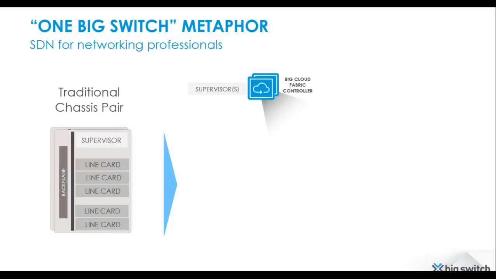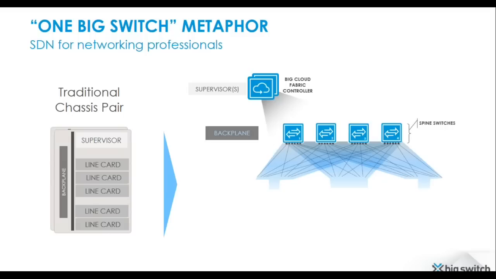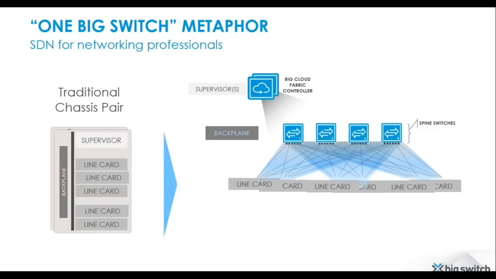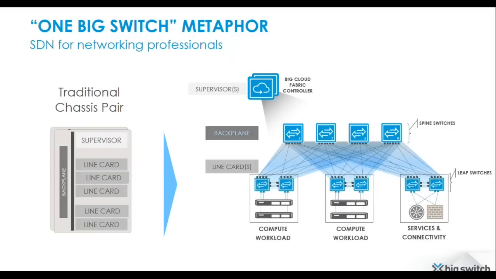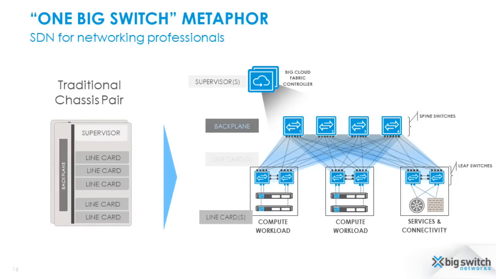This is the metaphor that I like to use. I talked about our Big Cloud Fabric using spine and leaf switches. Think about a traditional chassis switch: in one of those, we have supervisors, line cards, and backplanes. When we build a data center fabric, essentially all we're doing is turning that into components. The supervisors just become our controllers, and this is just software which runs on top of x86. There's nothing proprietary at the hardware layer. The backplane of a chassis becomes the spine switches.